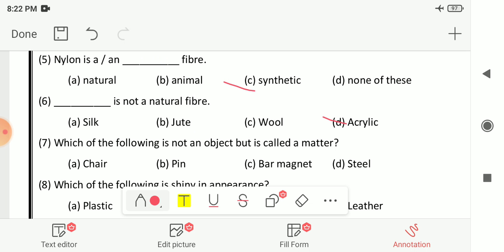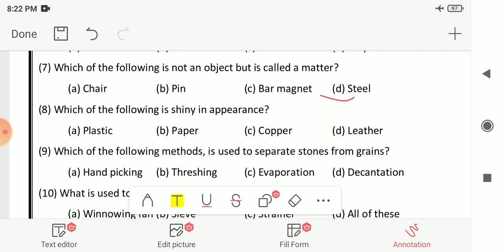Next, seventh number, which of the following is not an object but is called a matter? The options are chair, pin, bar magnet or steel. So here your answer is option D, that is steel. Steel is a matter. The rest of the examples, that is bar magnet, pin and chair, are the objects.